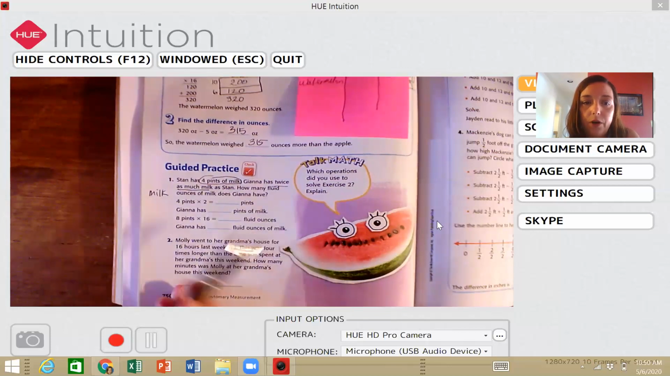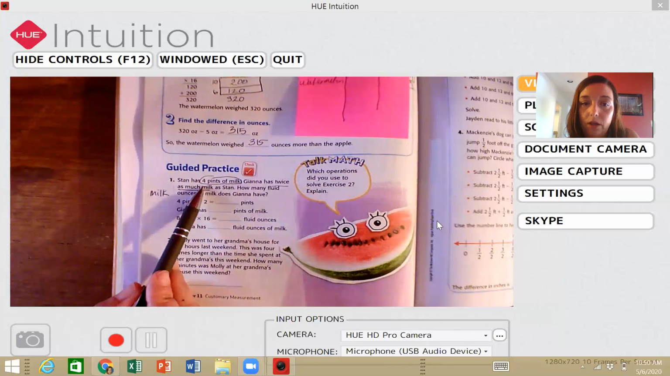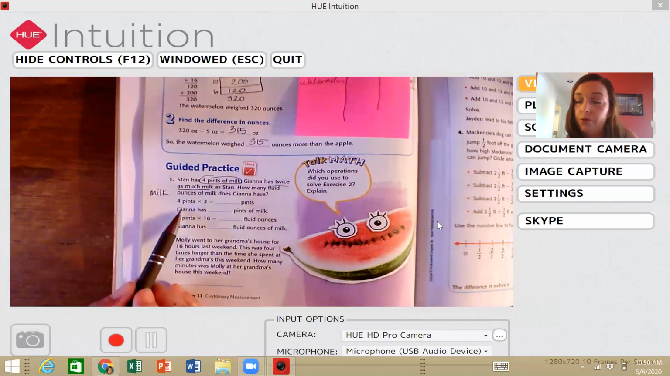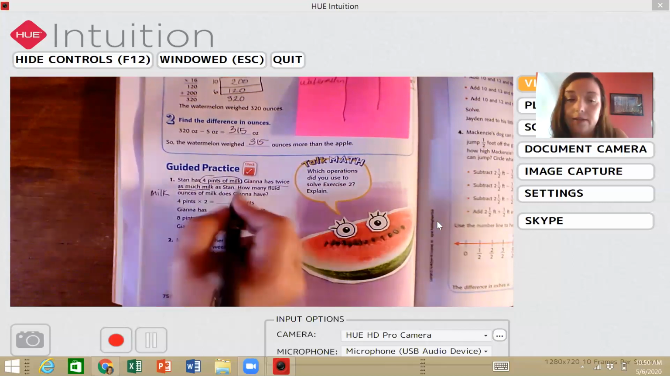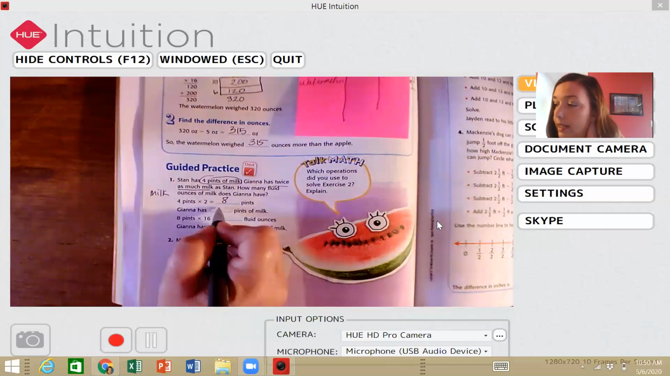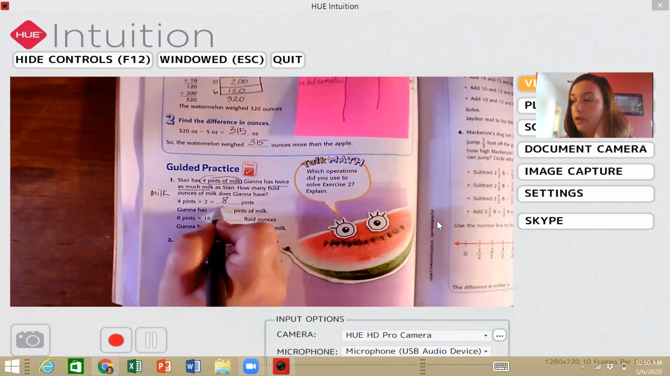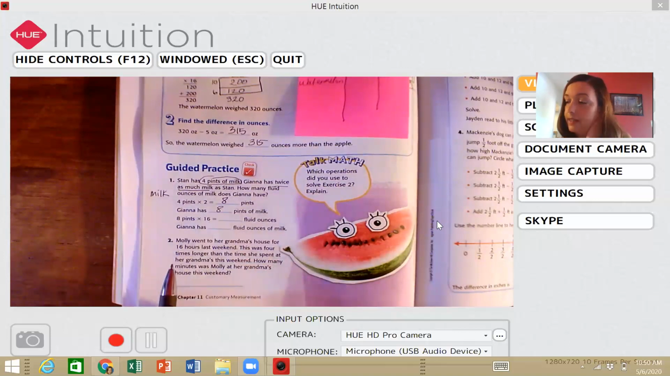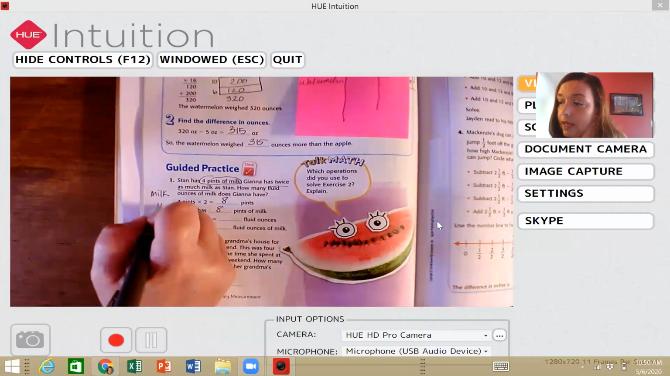So first we have to go, okay, so Stan has 4 pints of milk. Gianna has twice as much. So that's going to be times 2, right? So 4 pints times 2 is 8 pints. Now, that tells us that Gianna has 8 pints of milk. Okay, so there are 16 ounces in a pint. So if I take 8 pints times 16, I'm going to do 16 times 8.